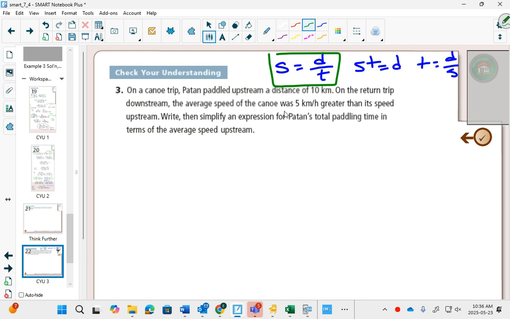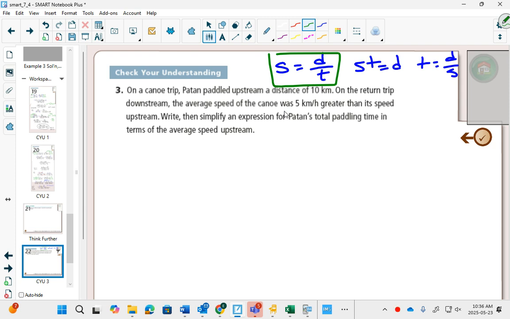Then what we're going to do is read our question and look at what we're talking about, and we're going to make a chart of the data that we're given. So on a canoe trip, Patan paddled upstream a distance of 10 kilometers.